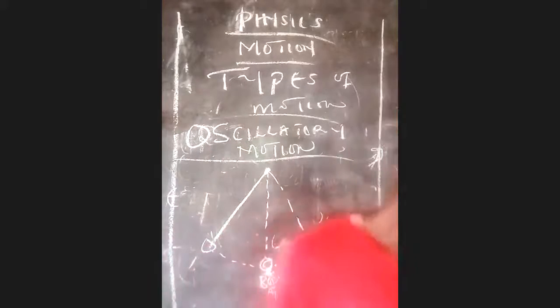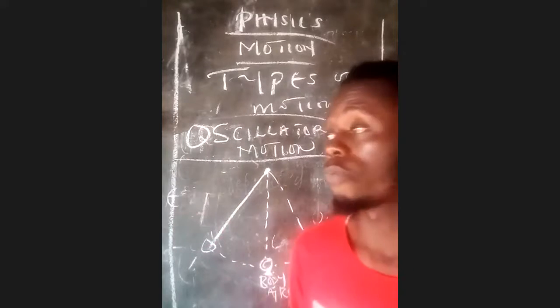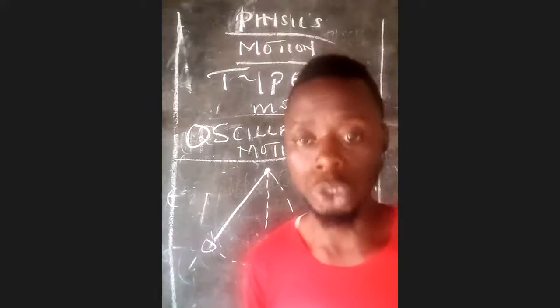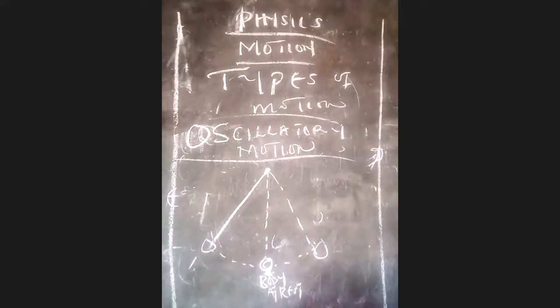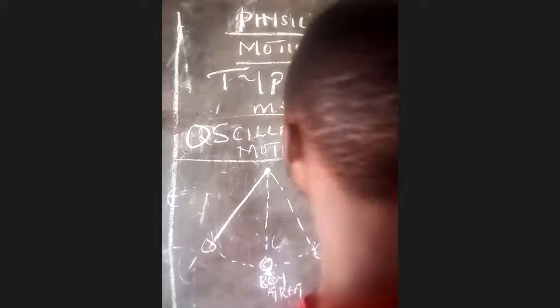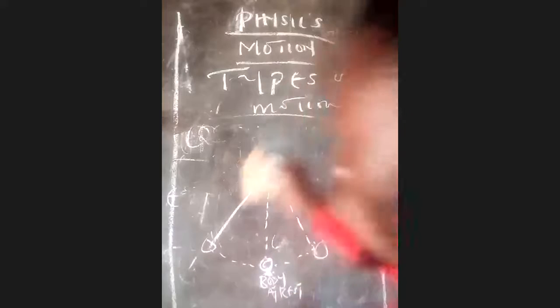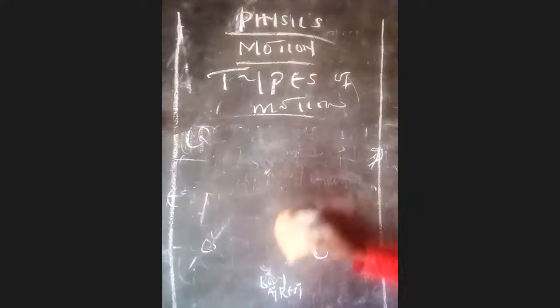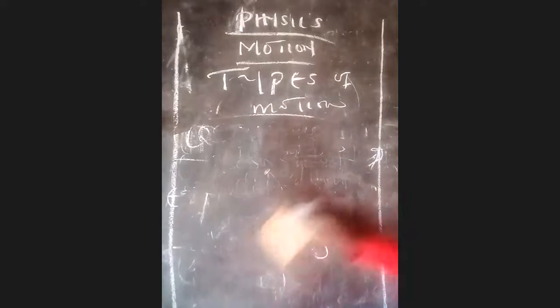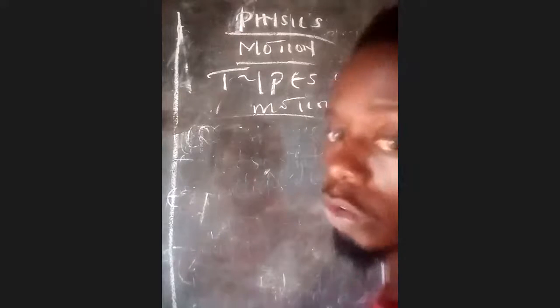Now we can move to the last form or type of motion, which is relative motion.